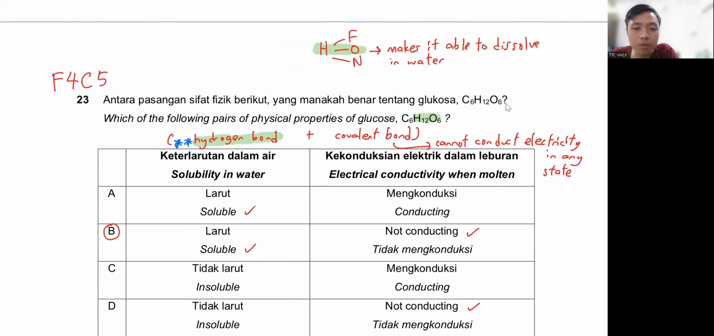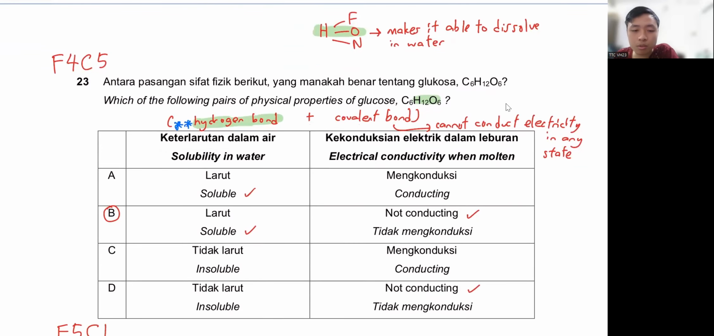Question 33 is Polymer, chapter 5. This one is actually B, the answer. What is the problem? The problem is glucose, C6H12O6. Now if you see something like this, normally it's a covalent bond. So a covalent bond cannot conduct electricity at all. So it's confirmed to be either B or the other option. But is it B or the other? It depends on whether it is soluble or insoluble in water.